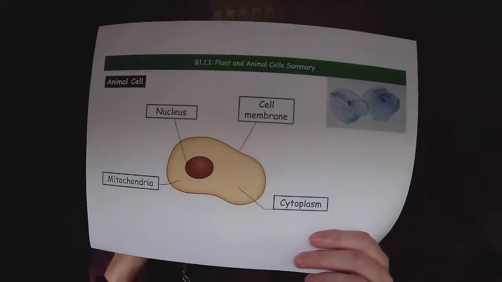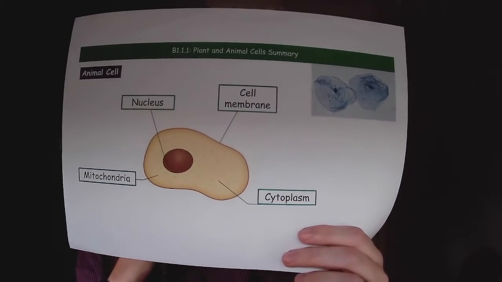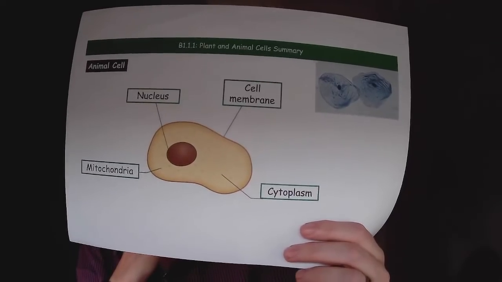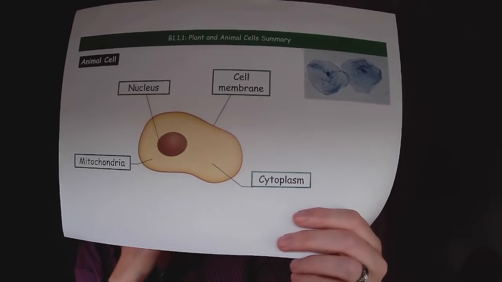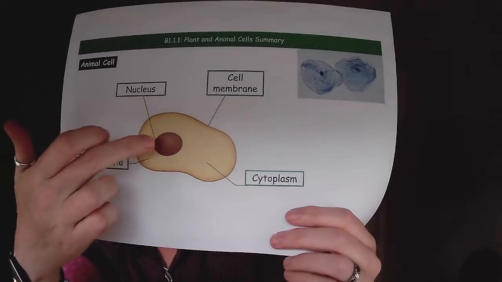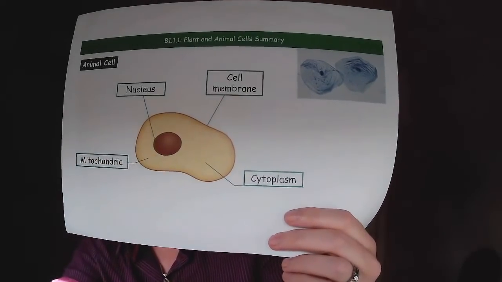Which brings us nicely on to our first cell, our animal cell. Now, the animal cell has 4 important parts that we need to know. The 4 bits on the animal cell are the nucleus, the cell membrane, the cytoplasm, and then the mitochondria, the little dots in there. Please don't ever write that there is a cell wall in an animal cell. It is only a cell membrane around the outside.